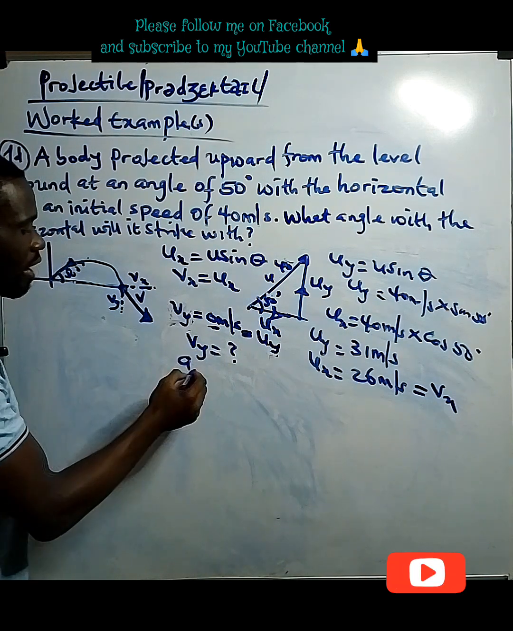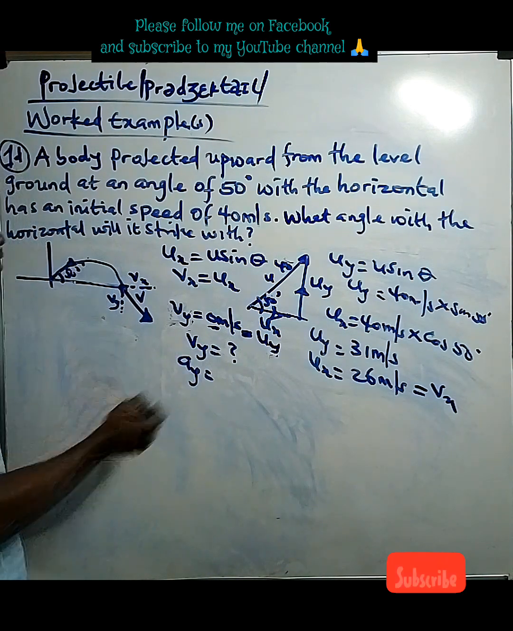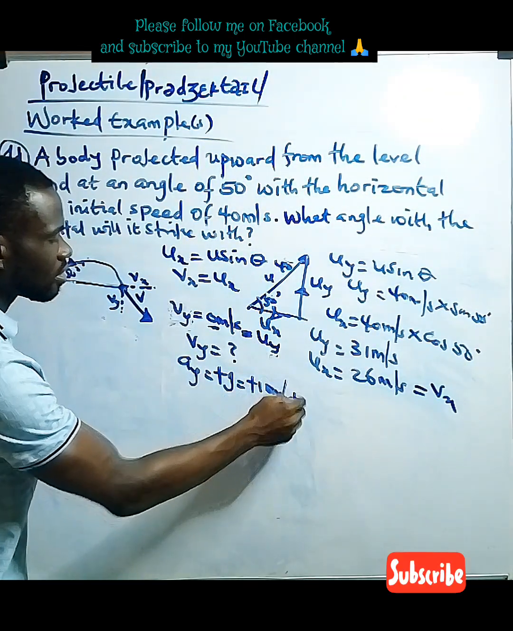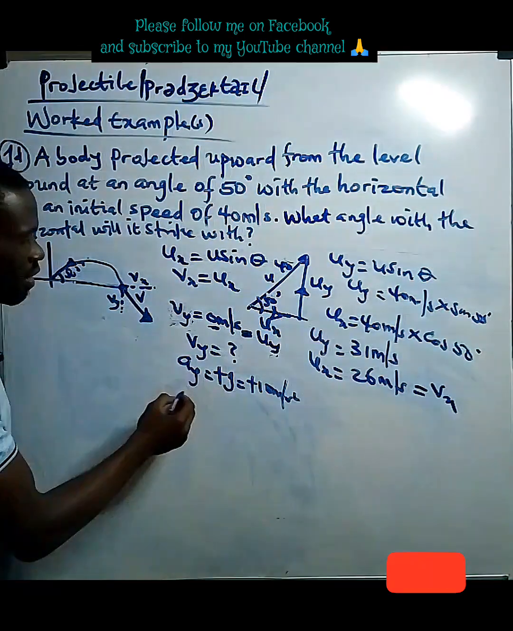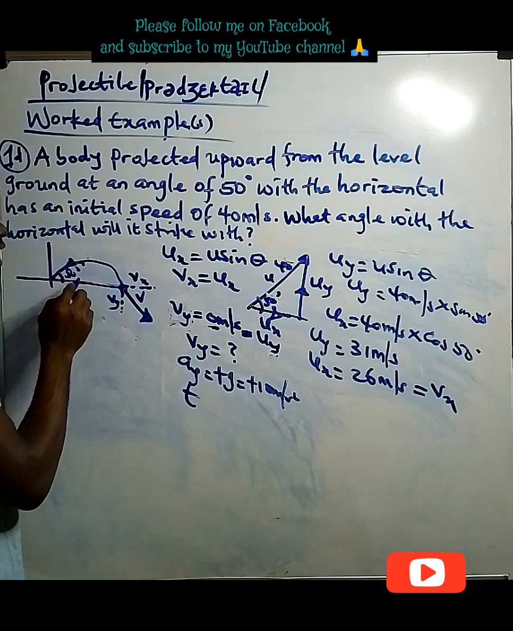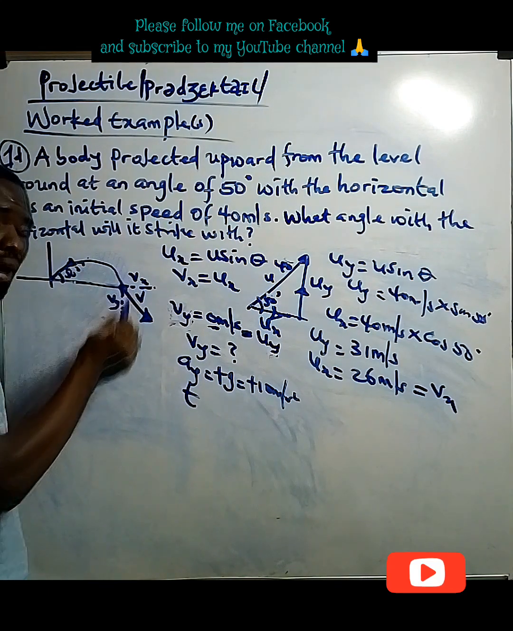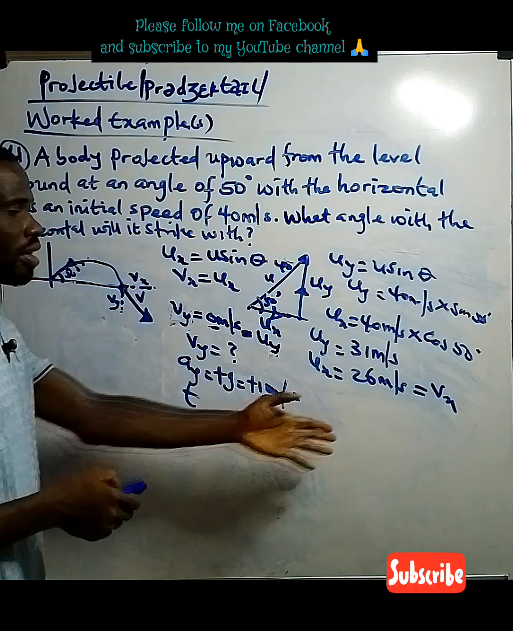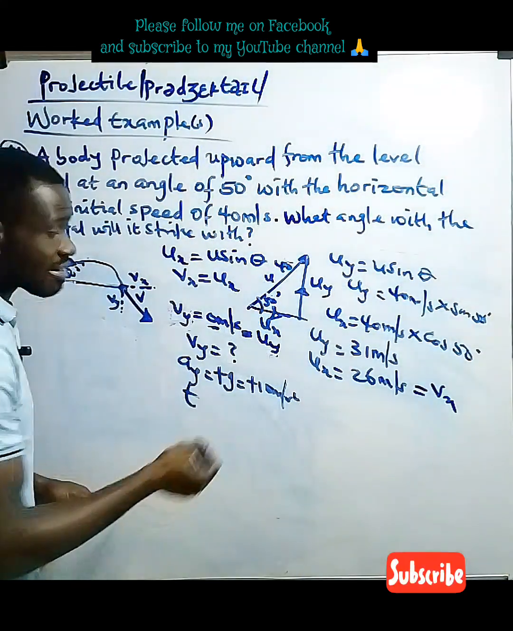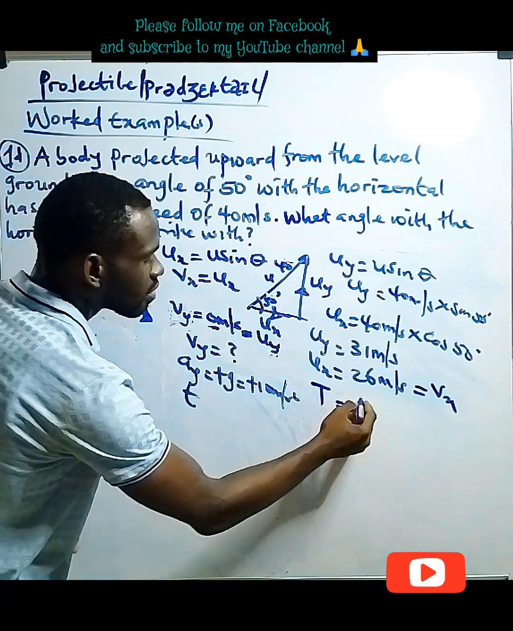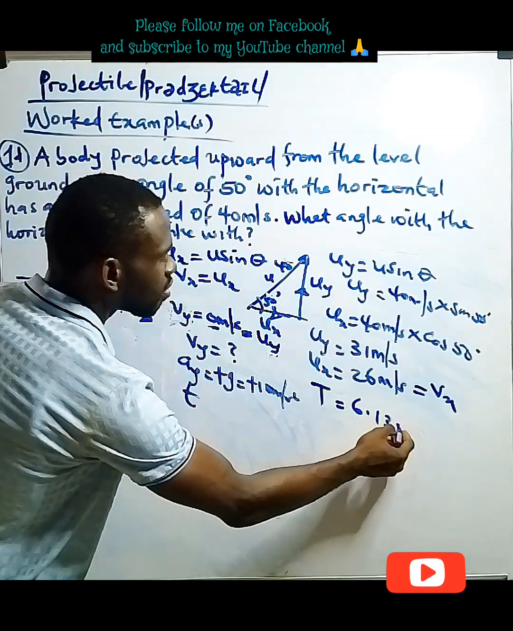Acceleration along the y-axis, since it's falling down now, is plus gravity, plus 10 meters per second squared. Then what do we have? The time. The time it takes to get to the maximum height is going to be the same time it takes to fall back to the ground, since we're talking about level ground. And don't forget that we got our total time of flight already, as 6.13 seconds approximately.